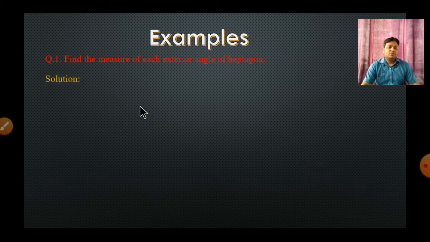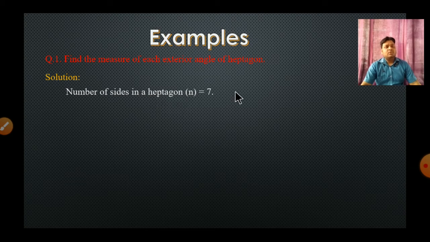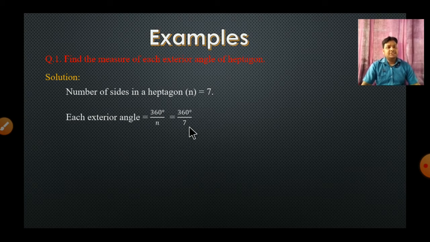Now, question number 1. Find the measure of each exterior angle of a heptagon. Heptagon means the polygon which has 7 sides. So the number of sides in a heptagon, n, is equal to 7. Each exterior angle is equal to 360 degree by n. So 360 by 7. 360 is not divisible by 7 exactly, so after dividing you get a decimal value. Each exterior angle of this heptagon is 51.4 degree.